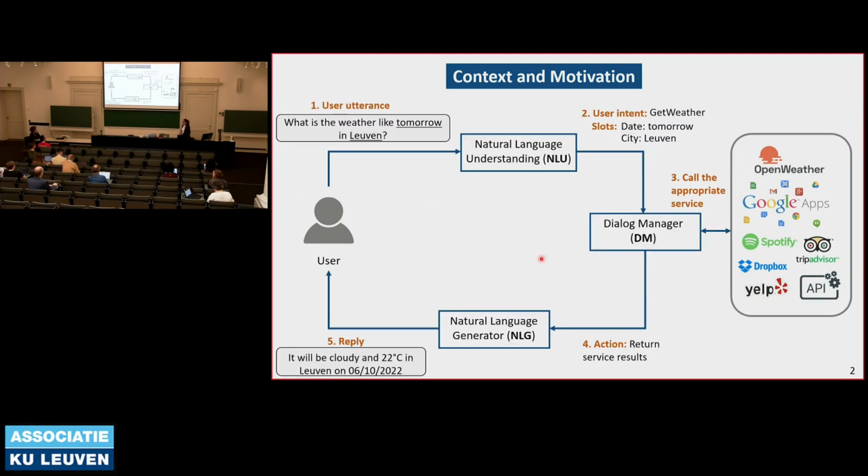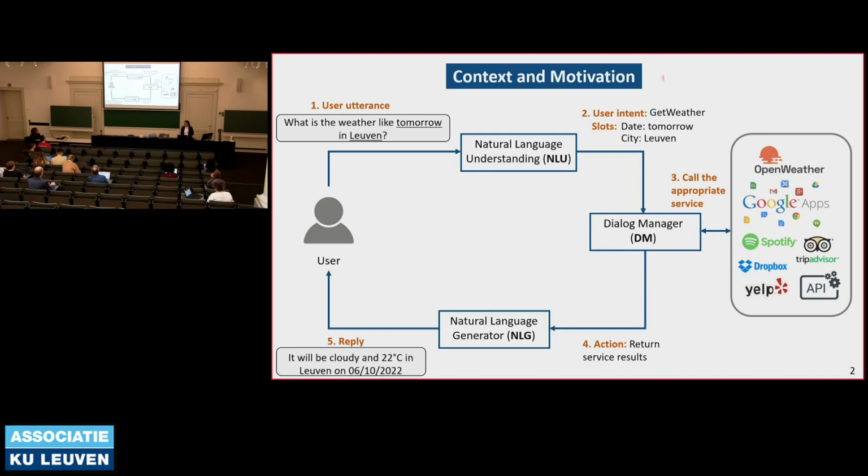This is a common architecture of chatbots. Generally, we have three main components. The first is the natural language understanding, or the NLU. Its purpose is to extract the user intent and the slots from the user utterance. For instance, let's say that the user says, what is the weather like tomorrow in Leuven? So the NLU will extract get weather as an intent and the date and city as slots.